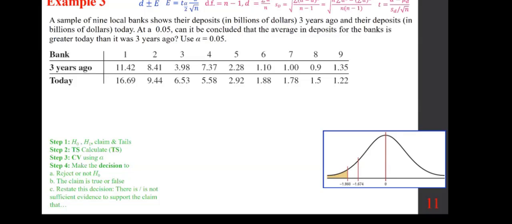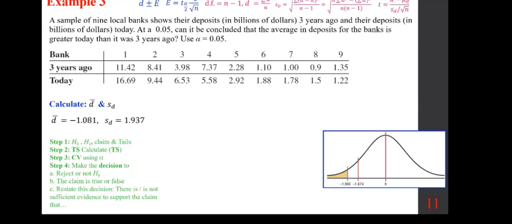A sample of 9 local banks show their deposits in billions of dollars 3 years ago and their deposits in billions of dollars today. At a 0.05, can it be concluded that the average in deposits for the banks is greater today than it was 3 years ago? Use alpha equal to 0.05. We basically need to calculate the difference and then calculate D bar and S sub D. So that needs to be calculated. You just subtract the third from the second and you do the math.